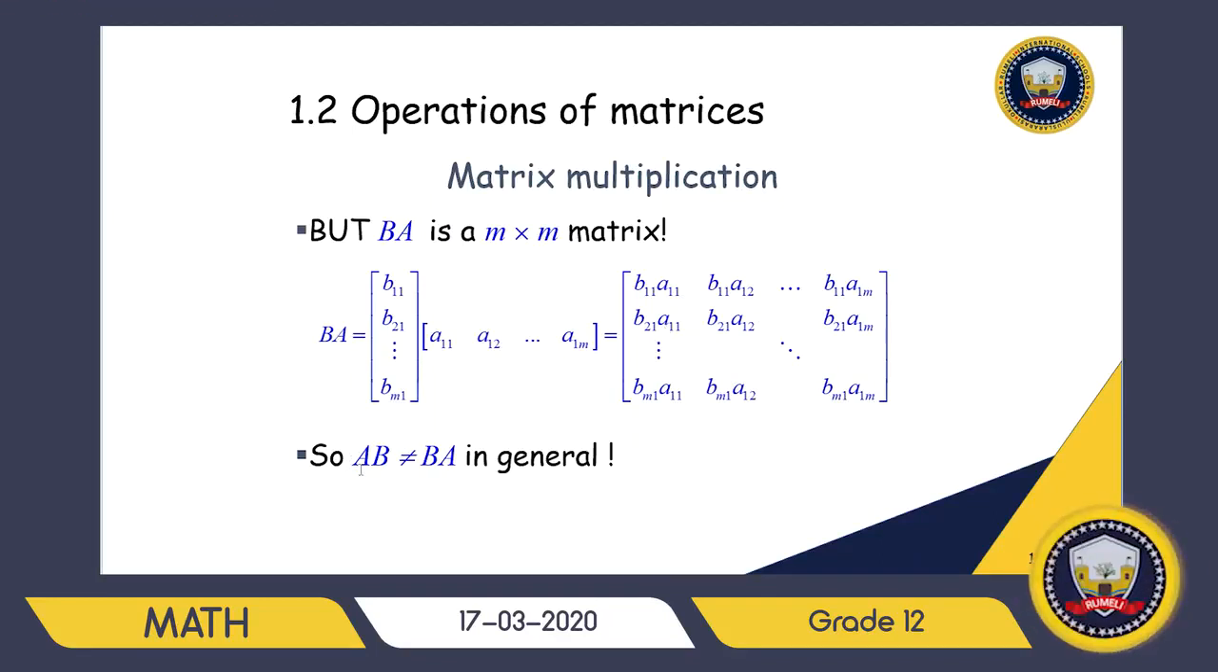So we can take this note. In general, we cannot say A times B equals B times A. It's not the same, but we have some special cases when we have AB equals BA. But normally, in general, no, it's not the same.